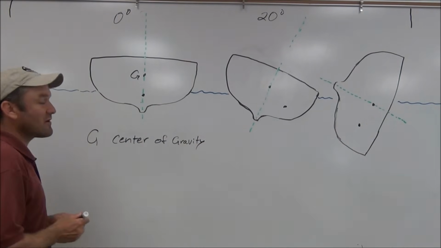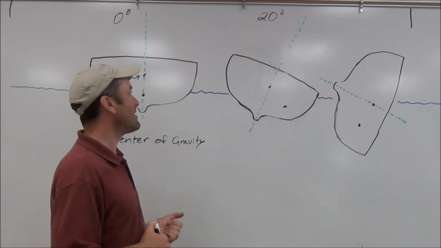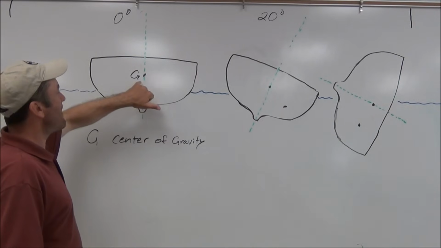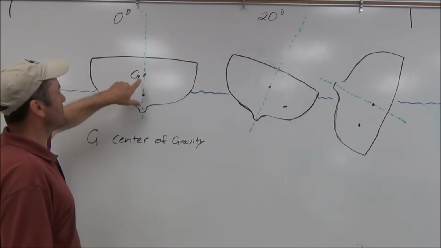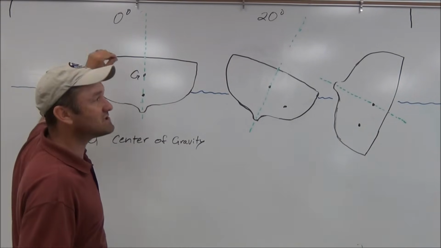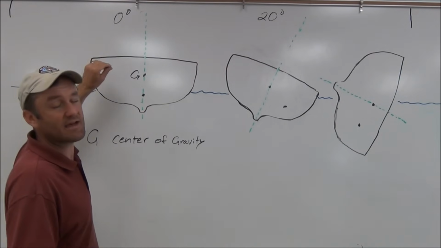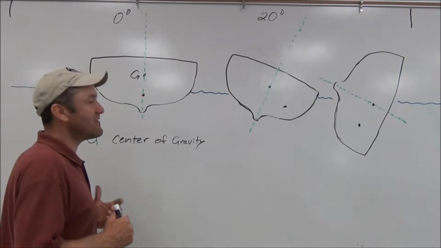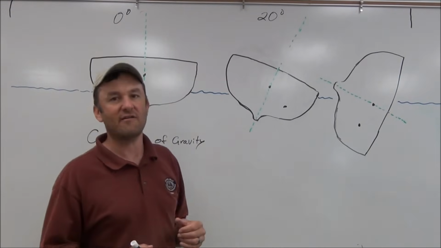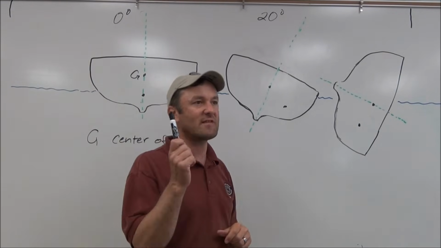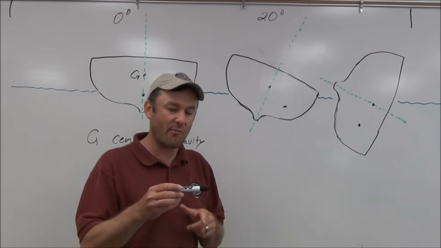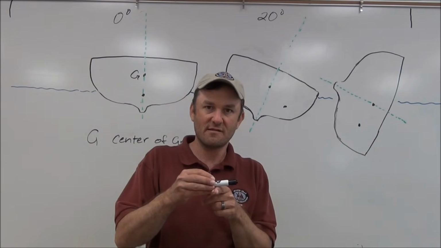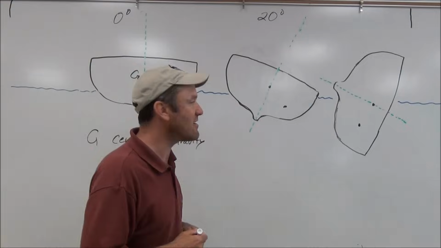You can think of the center of gravity as sort of the balance point of the vessel. It's the point through which the vessel's weight and all of its contents interact. Okay, it might be easier to think of it as the balance point. So for example, if I wanted to find the center of gravity of this marker, I would find out where this marker balances. Okay, so that's the center of gravity.